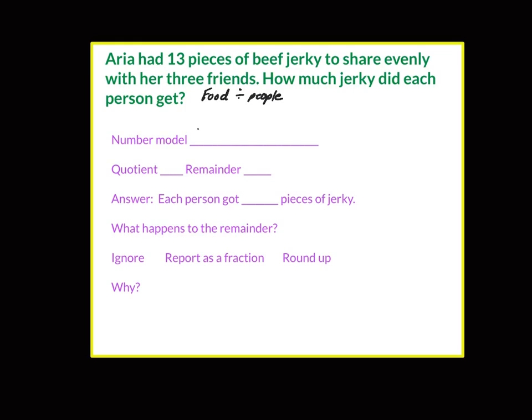So if we look at the problem, we have 13 pieces of jerky being shared with Aria and her 3 friends. So that makes 4 people, and we're going to use a B, which stands for beef jerky. So now we have a little division problem to do. How many times does 4 go into 13? 4 goes in 3 times with 1 left over. So our quotient is the 3, and the remainder is the 1. Okay? But since it's food, this remainder is the last piece.